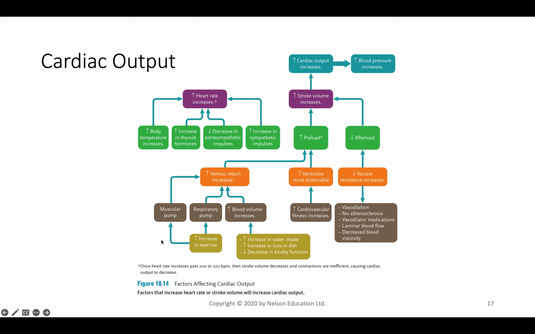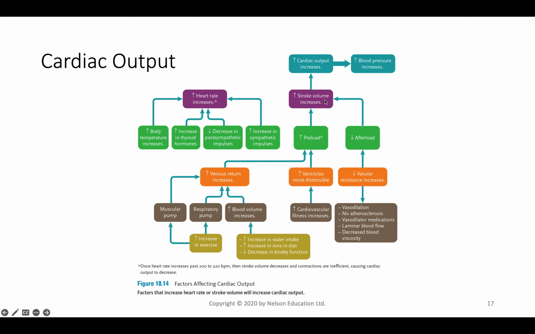So from breathing, as well as the muscular pump, which is what's returning things into the vena cava. And that's all going to be involved in, again, that venous return. Okay, so if we look at blood volume, that's related to the concentration of water as well as ions and our function of our kidneys. And the respiratory pump is going to be how hard our lungs are working, which can be increased if we exercise.